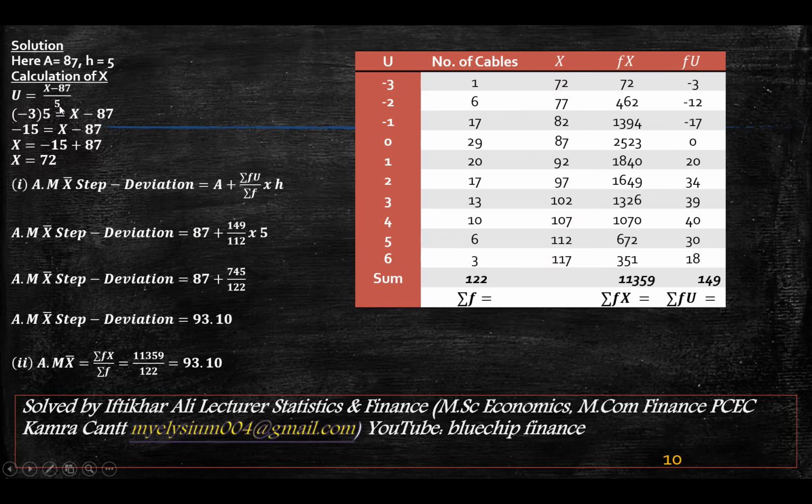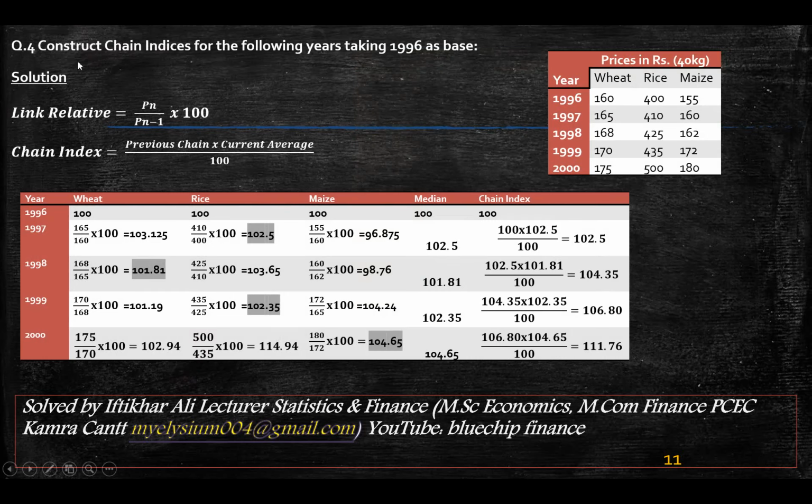After that, the difference of x values is called h, and we have h here as 5. So just add 5 to the next subsequent values. So 72, plus 5 is 77, 82, 87 and so on. After that, just multiply this x with f and you can get the product of f and x. The sum of fx is 113.59 and the sum of f is 122. So simply put the values into the formula and the mean will be 93.10.